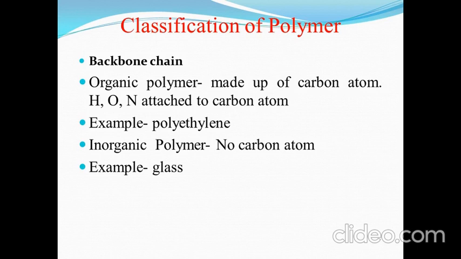The second class of polymer is inorganic polymer. These polymers contain no carbon atoms in their chain backbone. It means in the main chain of the polymer, carbon atoms are absent. Examples of inorganic polymer are glass and silicone rubber.